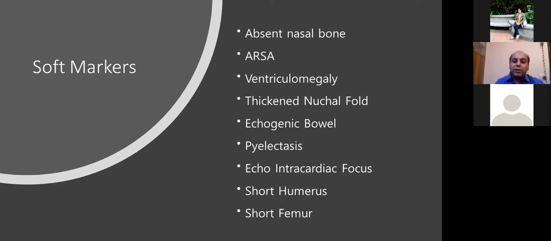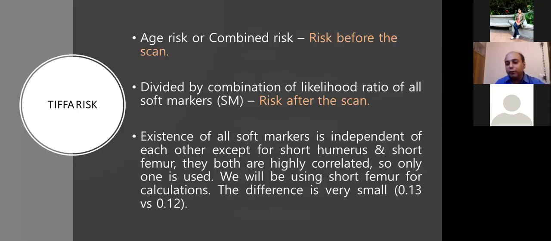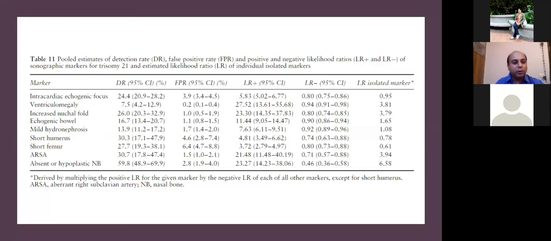So out of these 9, we take out either short humerus or short femur. And if we calculate the differences, it is not very much. You see the calculation difference is from 0.13 to 0.12, which is not very high. So let's see how we go ahead with the calculations.